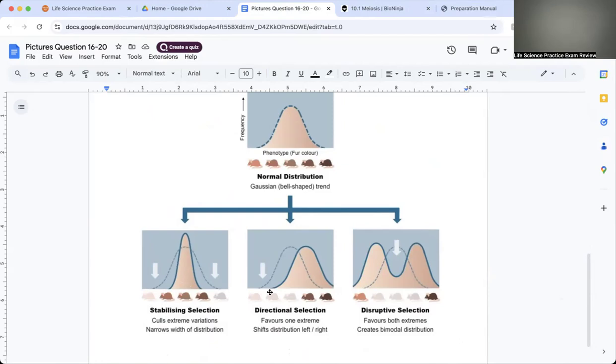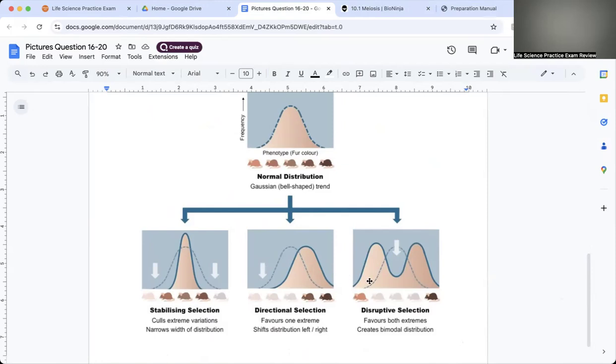Directional selection is where we're going to favor one extreme. So maybe in a particular environment, it's better for the bigger animals to survive more than the smaller animals. So you see a shift here in a particular direction. In this case that they've got down here with the rats, the darker color rat, for whatever reason, maybe they live in a dark environment, and so the darker ones blend in more.